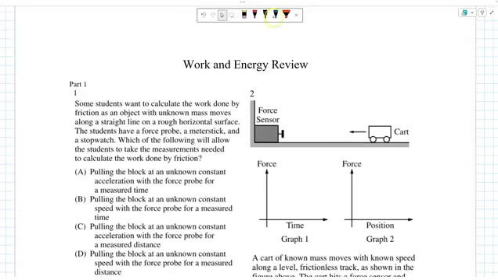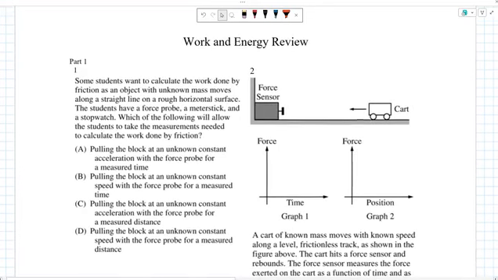These are the solutions to the work and energy review for our energy unit. So let's start with number 1. We've got students who want to calculate the work done by friction. So we're calculating a kind of work.